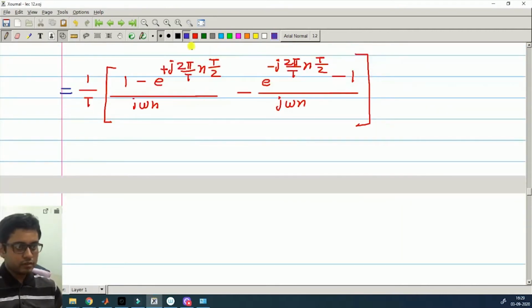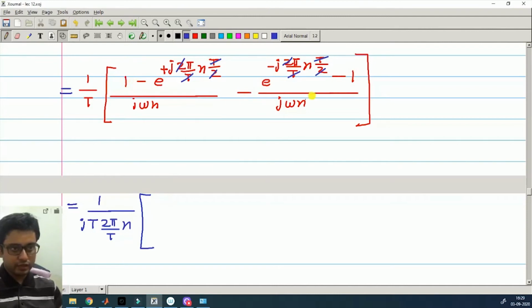Now this T 2 goes away, and we have 1 over T, then j omega n you can write as j in place of omega 2 pi by T, n, that is common, and inside the bracket we have 1 and then another 1, so 2, then minus, take the minus common, here we have e to the power j pi n, and here we have another plus e to the power minus j pi n.